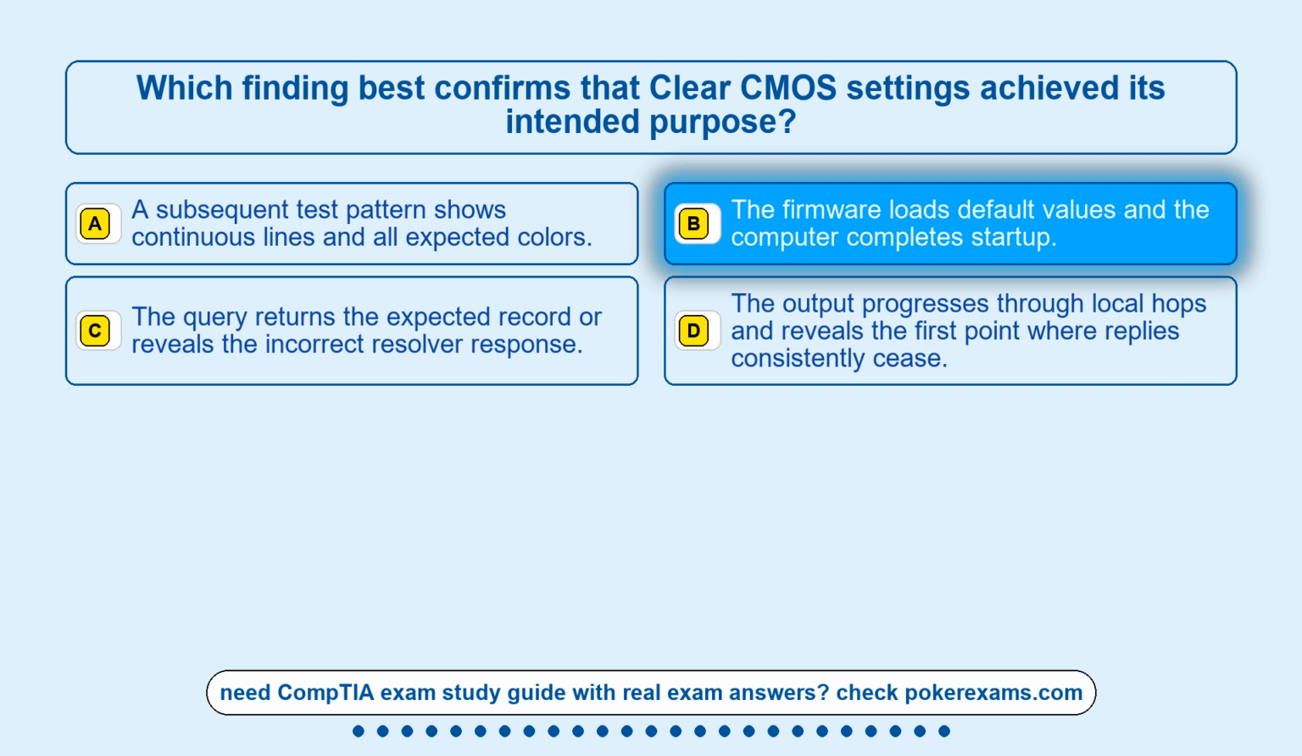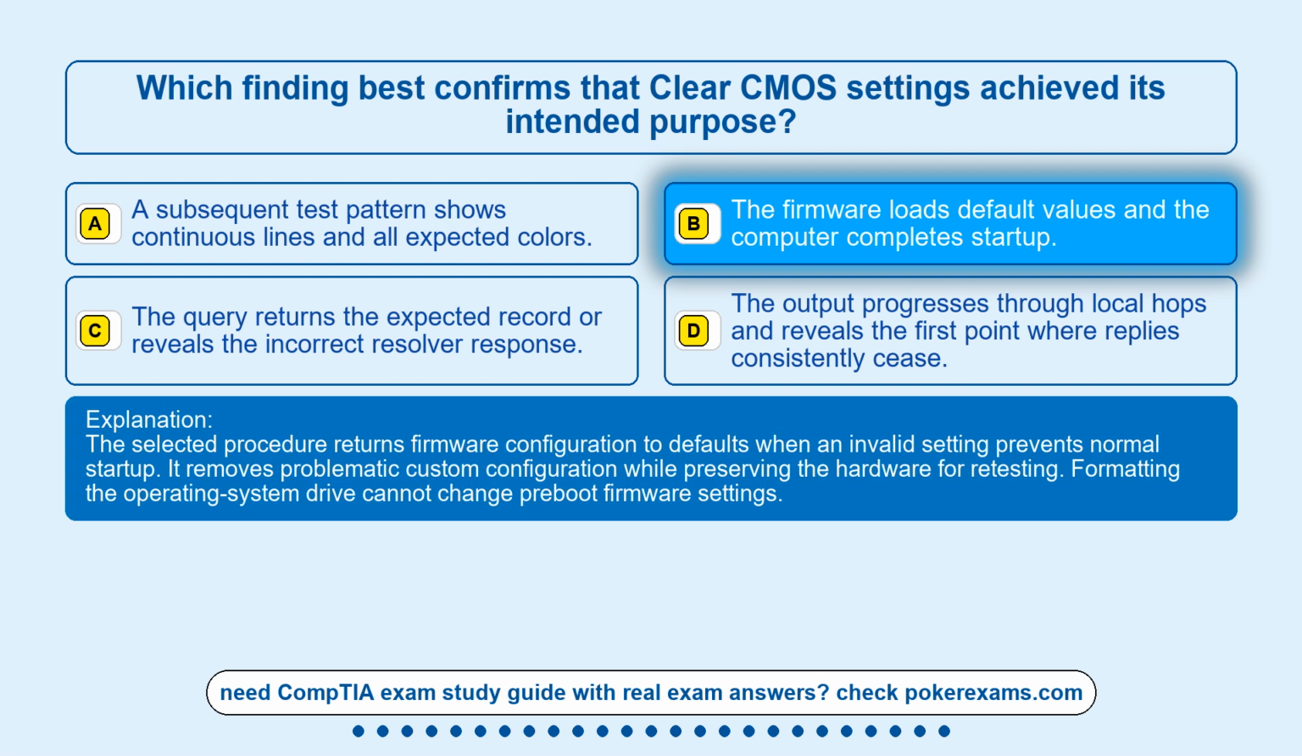The correct answer is option B. The firmware loads default values and the computer completes startup. The selected procedure returns firmware configuration to defaults when an invalid setting prevents normal startup. It removes problematic custom configuration while preserving the hardware for retesting. Formatting the operating-system drive cannot change pre-boot firmware settings.